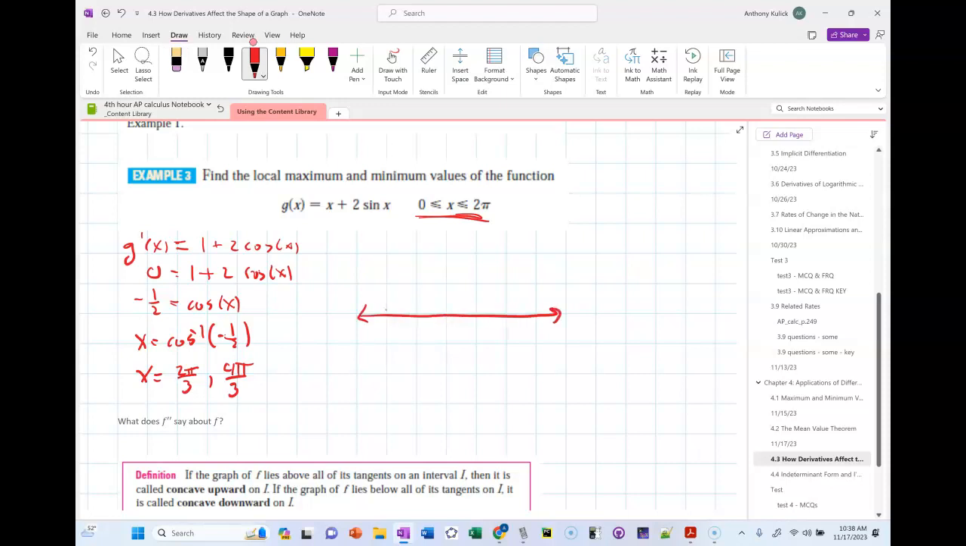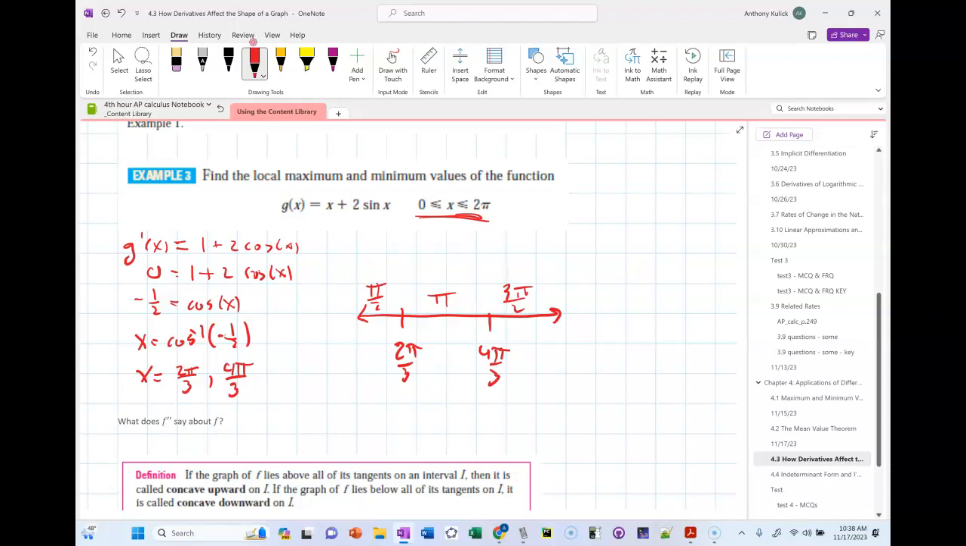Build my sign diagram. Let's put these in the right place: 2 pi over 3, 4 pi over 3. So something less than 2 pi over 3, well, a half is less than 2/3. Something between 2 pi over 3 and 4 pi over 3, well, that can just be pi. And 1 and 1/3, well, 1.5 is more than that. So those will be my test values.